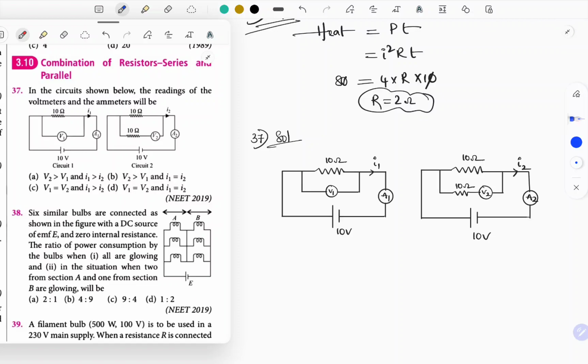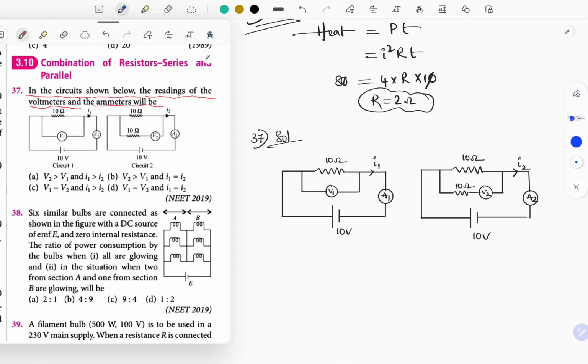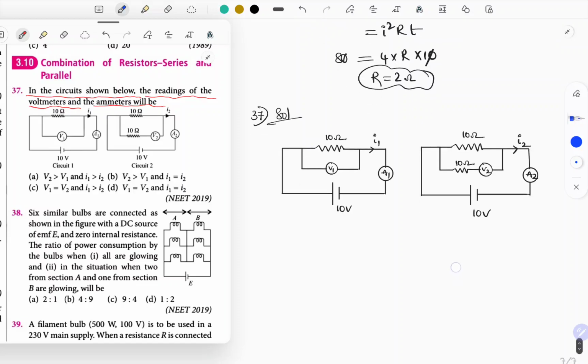Okay, so let's solve question number 37. Let me read it out. In the circuit shown below, the readings of the voltmeter and ammeters will be. Look at this, this is the diagram they have given and they are asking what are the readings of voltmeter and ammeter. Let's solve this question.